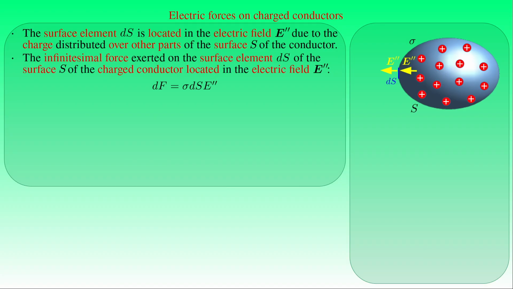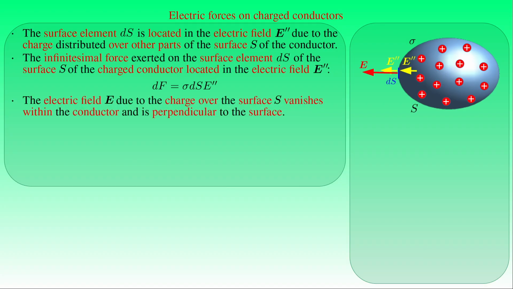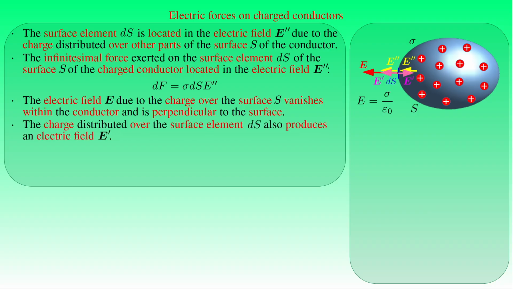We have already shown that the electric field E due to the total charge distributed over the surface S of a conductor vanishes within the conductor and it is perpendicular to the surface close to the conductor. Its magnitude at the surface is given by the surface charge density sigma over epsilon naught. The charge distributed over the surface element ds also produces an electric field E prime, pointing away from the charged surface. As the figure shows, the electric field E double prime is the same at two corresponding points in the opposite sides of the surface area element ds, whereas the electric field E prime points in opposite directions and only its magnitude is the same in the opposite sides of the area element.